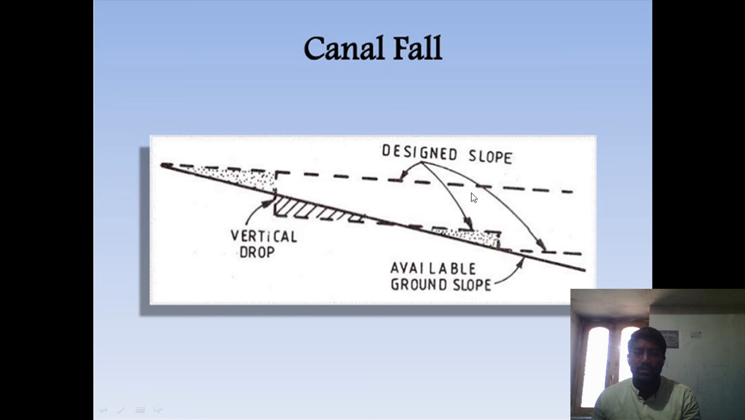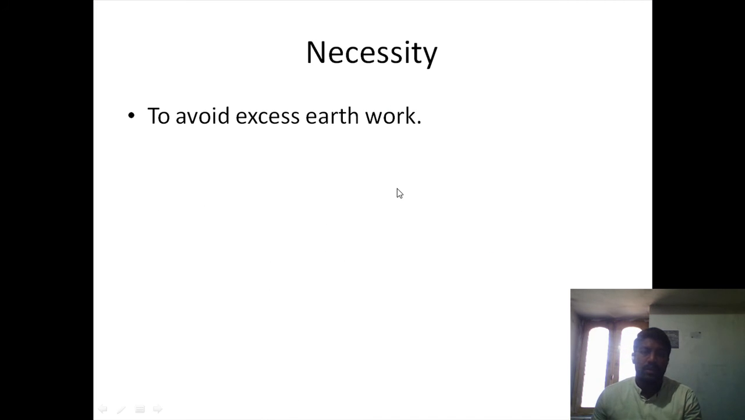Why? Because we have designed this slope especially because the low-lying irrigating areas or cultivating areas don't take the water which is coming from this upstream side. So we have done this design for the low-lying areas. Automatically the water reaches the downstream side. Necessity to avoid excess earthwork. The necessity of why we are going to do this canal fall is to avoid the excess earthwork.